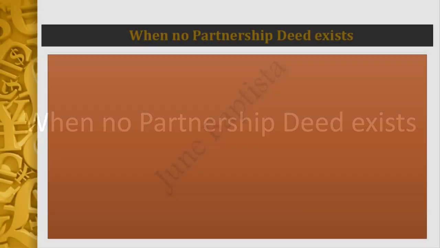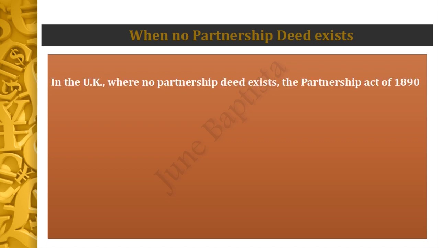What happens when the partnership has not made or drawn up a partnership deed. In the UK, where no partnership deed exists, the Partnership Act of 1890 governs the situation.